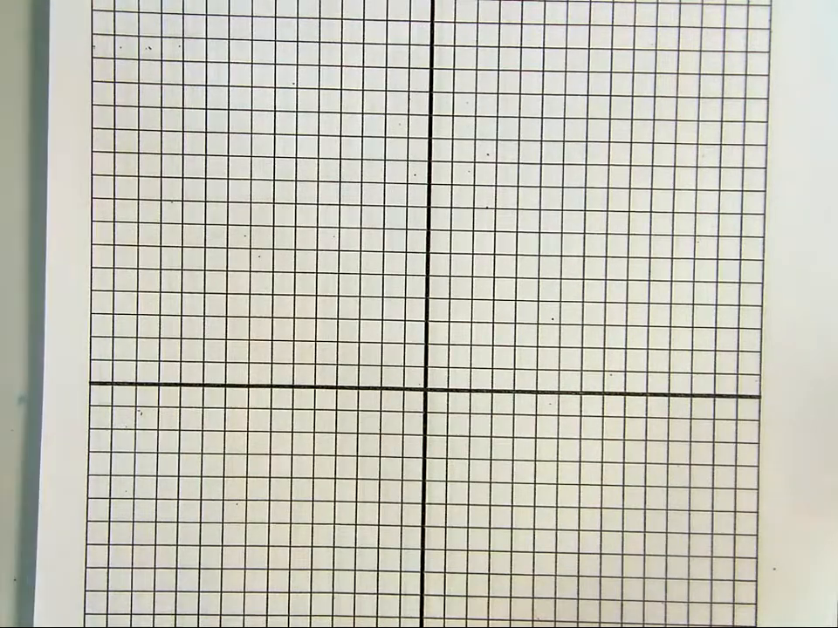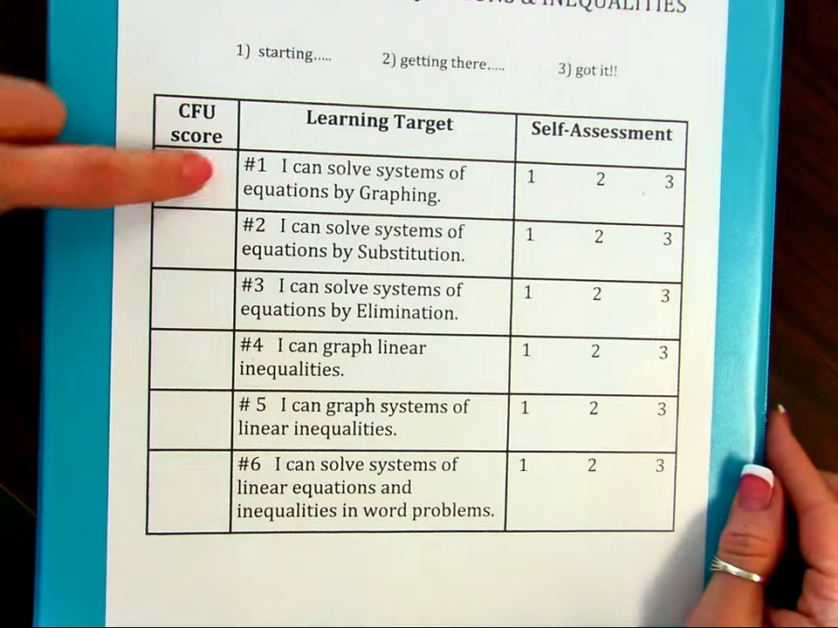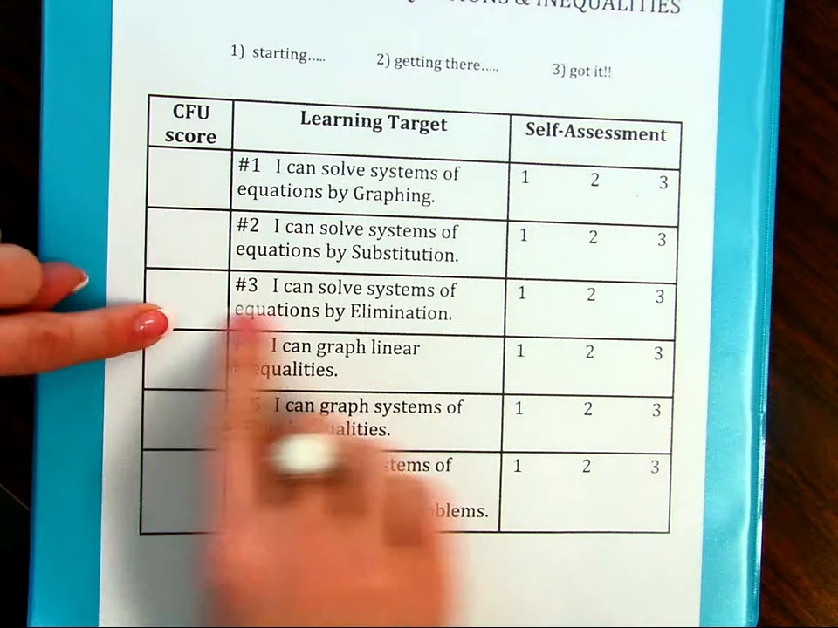So taking a look at this, we are working our way through Unit 5. We're already halfway done with Unit 5. That's how quick Unit 5 is. It's like a little mini lesson. So we did graphing, substitution, elimination, and had that.